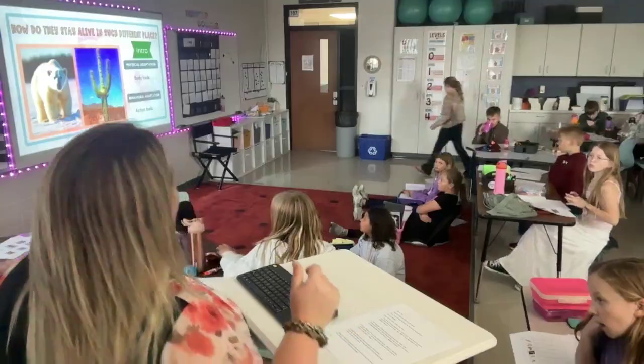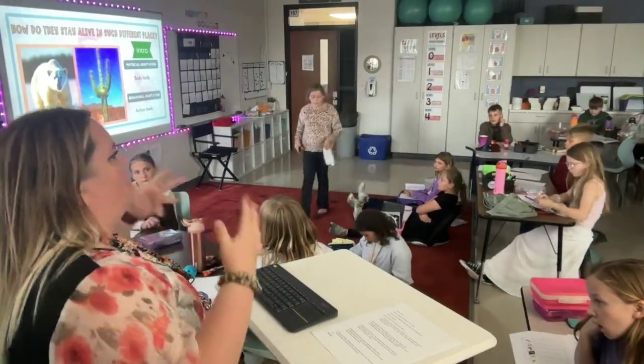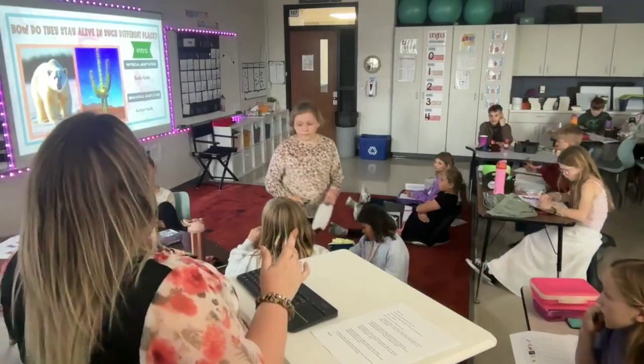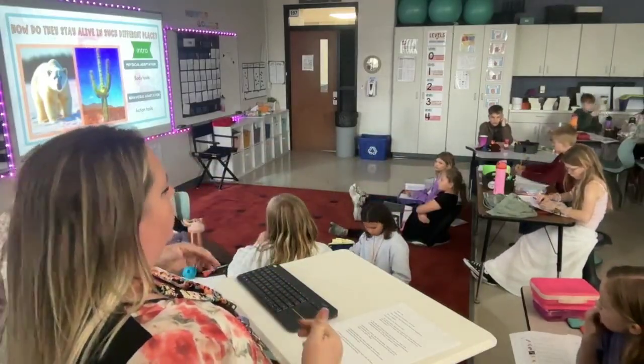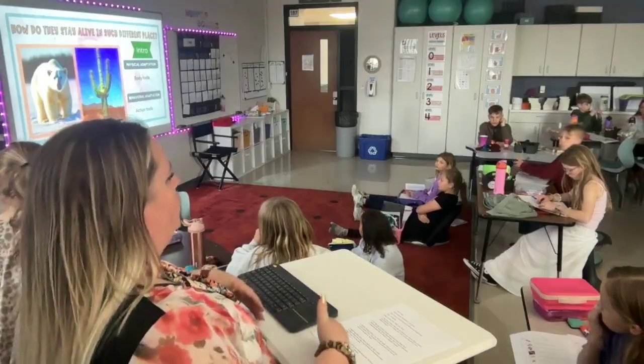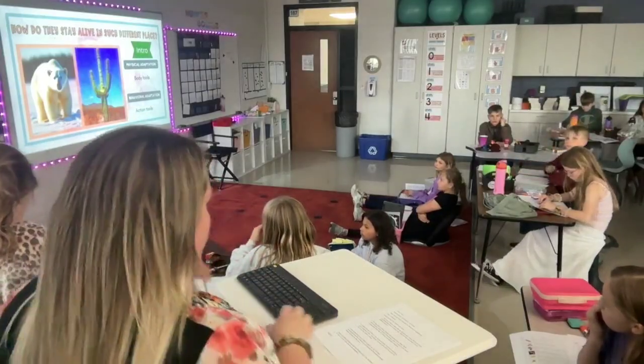We have the physical adaptations, which an easy way to think of that is a body tool. Things your body already has. But a behavioral adaptation, an easy way to think of that is as an action tool. So things we do or an animal may do or a plant may have to do to adapt to their surroundings.